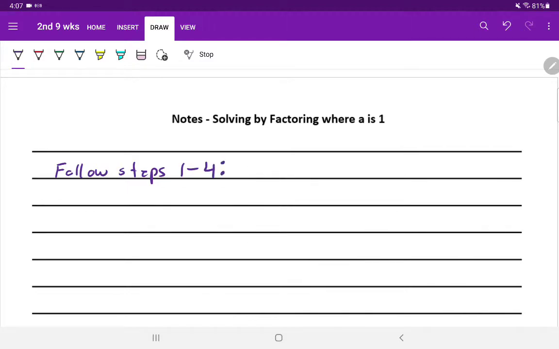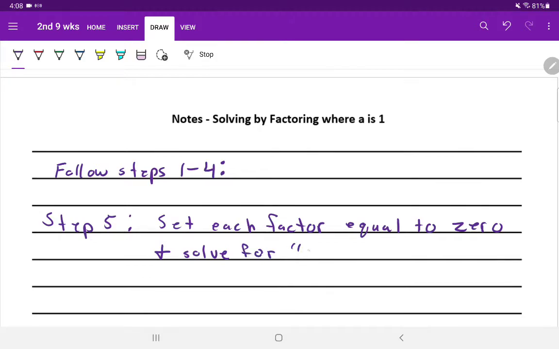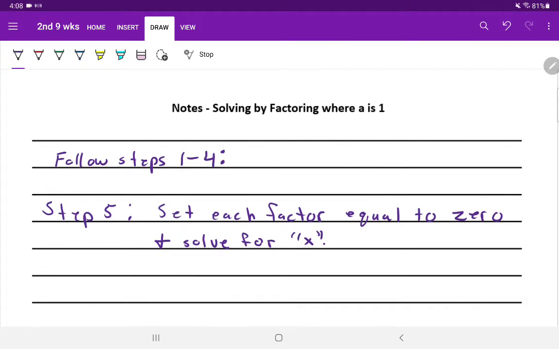Alright, so look in the previous notes from yesterday and you'll find steps 1 through 4. Today we're going to continue. When we solve, we're going to take it one further to step 5. Let's set each factor equal to 0 and solve for x. So that's step 5.